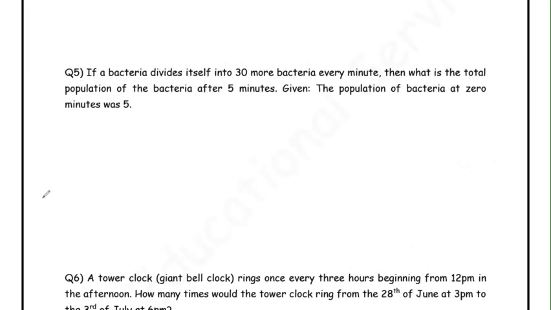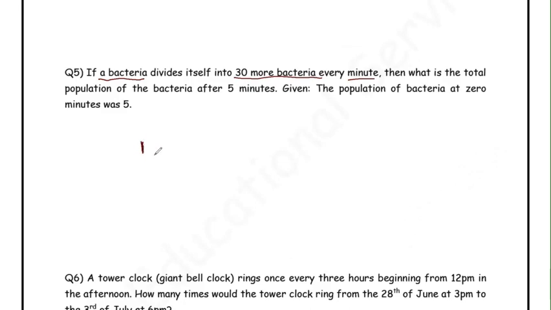If a bacteria divides itself into 30 more bacteria every minute, then what is the total population of bacteria after 5 minutes? The population of bacteria at 0 minutes was 5. So it says clearly out here, if a bacteria, meaning one bacteria, divides itself into 30 more bacteria every minute, then what is the total population? So let's just talk about one bacteria.